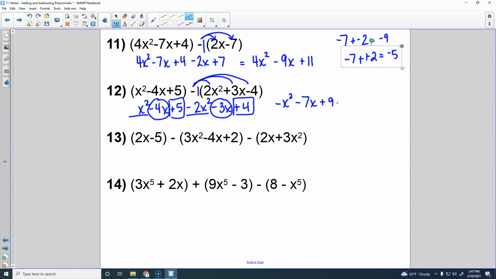Also, it is most standard to write your answer with your highest exponent first and then your next, and to decrease those exponents. It would be correct if you wanted to write it like this, 9 minus x squared minus 7x. That would also be correct. It's just you're usually not going to see your answer choices written that way on standardized tests, so it's more typical for us to put the highest exponent first. All right, try those last two real quick.